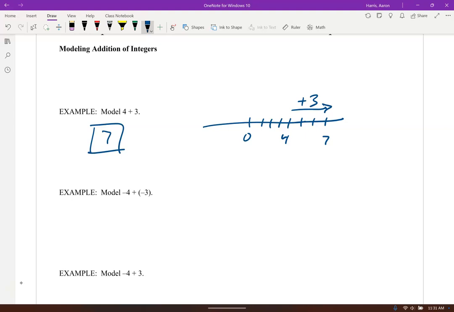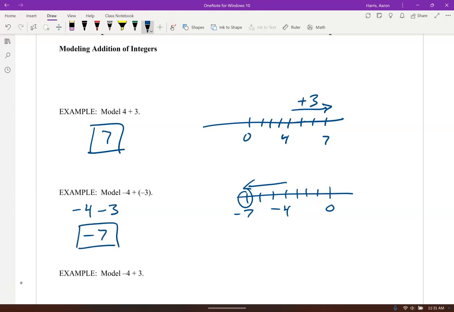Now, positive times a negative, I'm going to simplify this. This is negative 4. A positive times a negative is a negative, minus 3. So we're at negative 4 this time, and now I'm subtracting 3. I end up at negative 7. If I'm in debt $4 and I go $3 more in debt, then I'm $7 in debt, right?